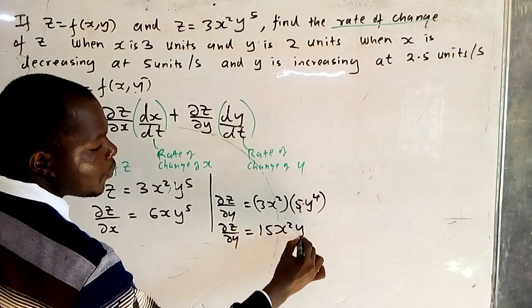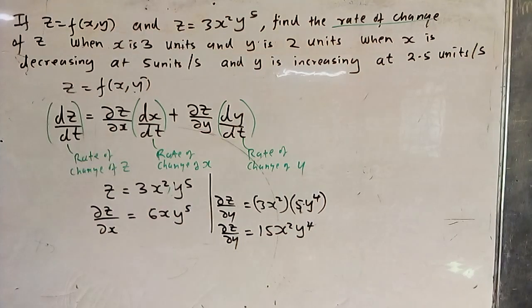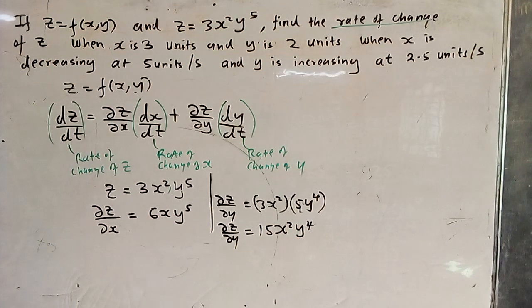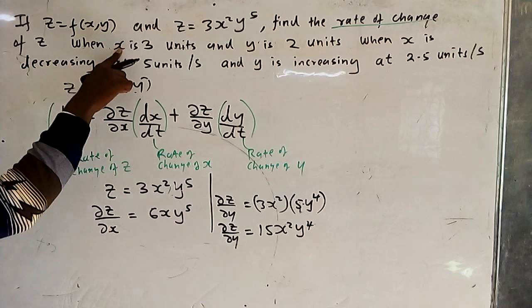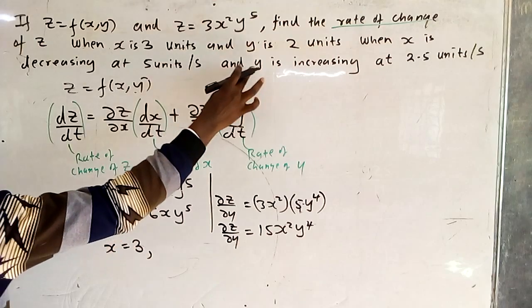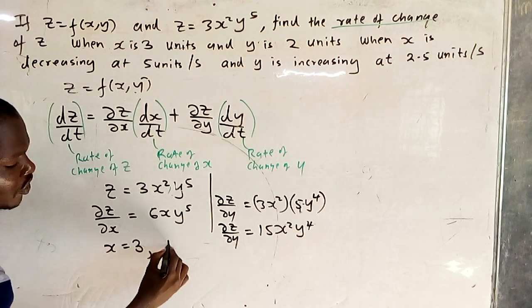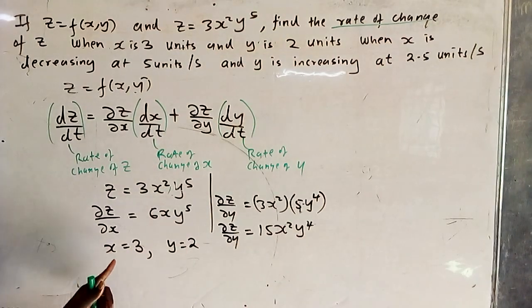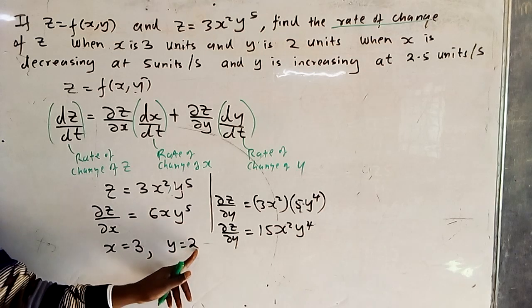15x squared y raised to power 4. Are we together? Then if you look at the equation you've been given, you've been told x is equal to 3 units and y is equal to 2 units.